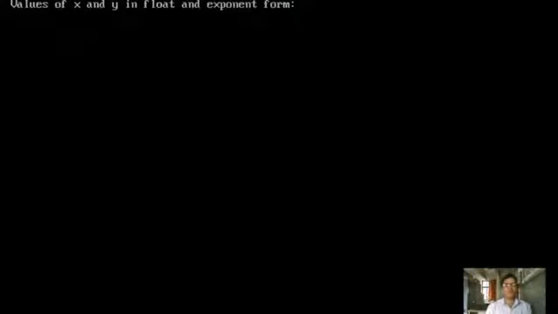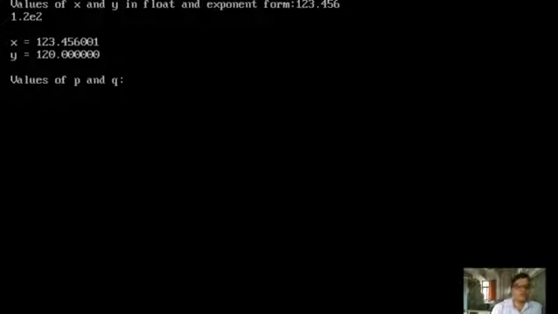I'm pressing the F2 key and I'm compiling and I'm running. Now it is asking to enter the values of x and y in float and exponent form. So first I'm inputting 123.456, this is my first number, and I'm entering the second number as 1.2 2. Okay, I'm just entering. Let us see what output we are getting.